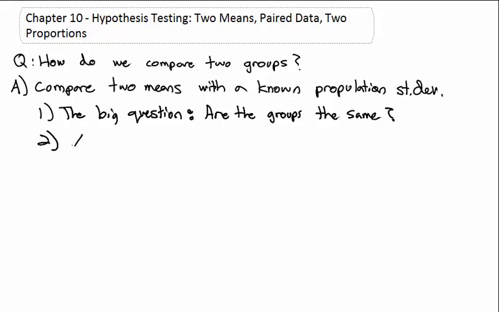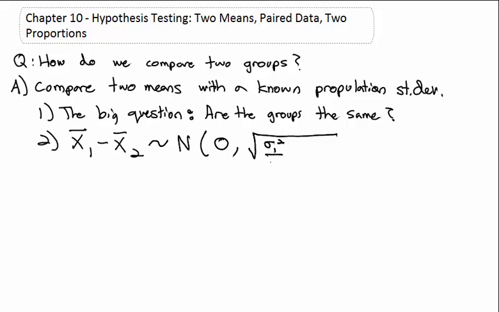And the way we're going to determine if they're different is we are going to subtract their two means. The mean of the first group minus the mean of the second group, and when we do, they should be normally distributed. If they're the same, they'll be normally distributed around 0 with a standard error that is the square root of the first standard deviation squared divided by its sample size plus the second standard deviation squared divided by its sample size.